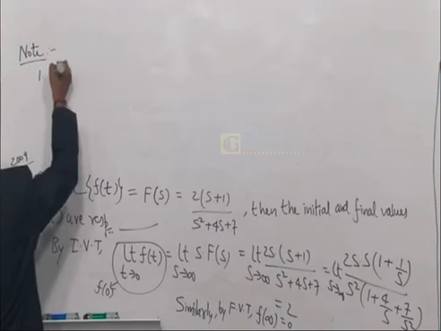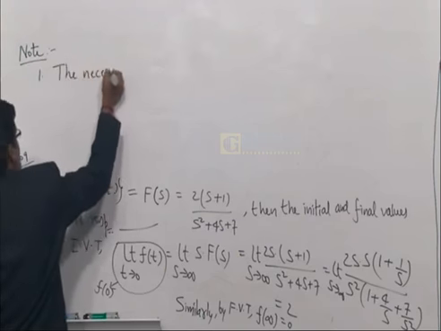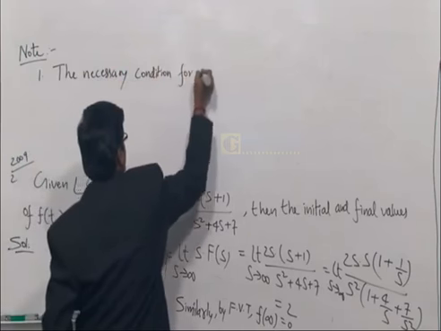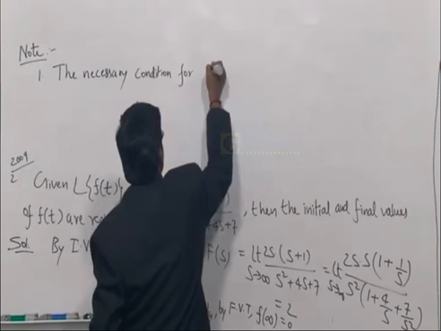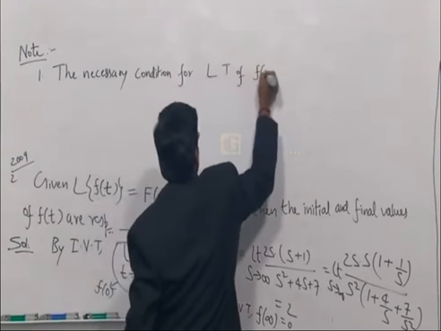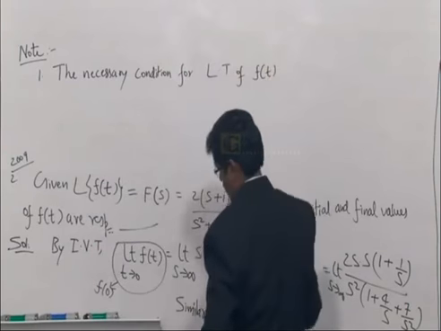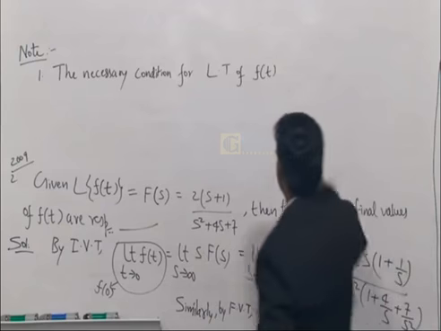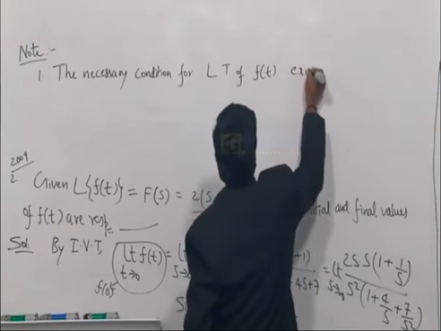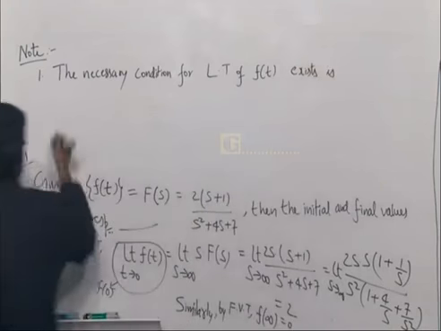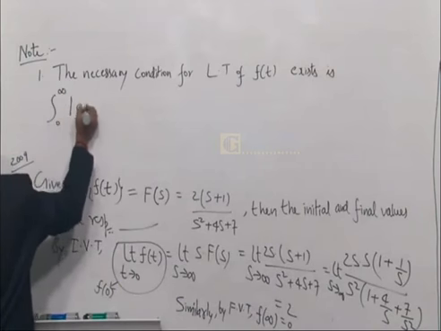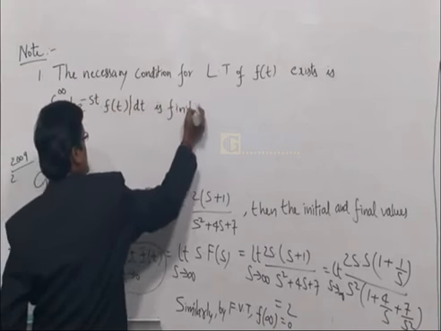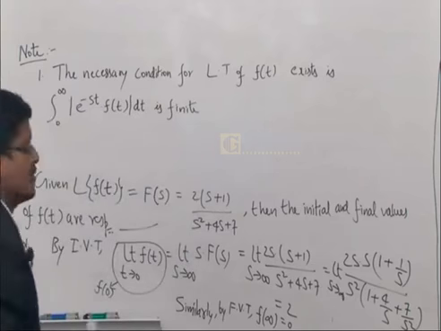First one, the necessary condition for the Laplace transform of f of t to exist is that the integral from 0 to infinity of modulus of e power minus st into f of t dt is a convergent integral, that is, finite. This integration should be finite.